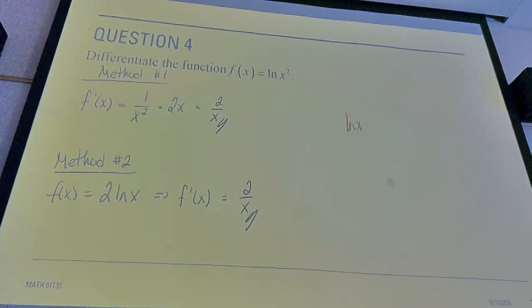Would it be different if the square was directly attached to the log? No. Those two on the right are the same. Well, for sine and cosine, it's the same thing. Sine squared is the same as sine of x all squared. It's just a matter of where to write it.